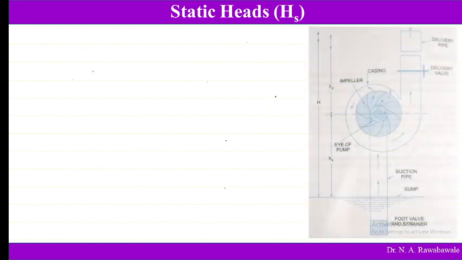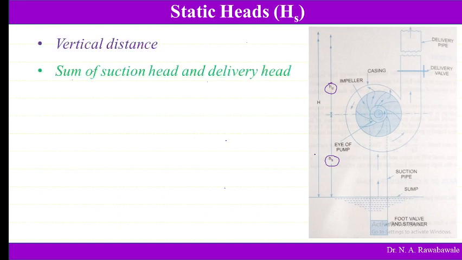Then we see static head. So what is this static head? Static head is nothing but the sum of delivery head and suction head. The total head is known as the static head. This is also measured in the vertical direction. It is a vertical distance, and the sum of suction head and delivery head is known as the static head, and it is represented by HS.